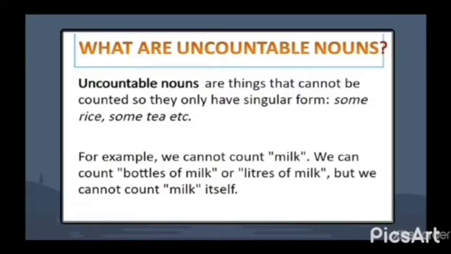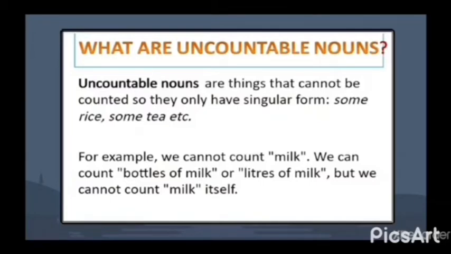You can say, I need some rice to eat. I need some tea. But you cannot say, I want 5 rice. You will always say, I need some rice, or give me 2 tablespoons of coffee or 3 tablespoons of sugar. Then you are counting the tablespoons, the number of spoons of sugar you want, but you are not counting the sugar granules.